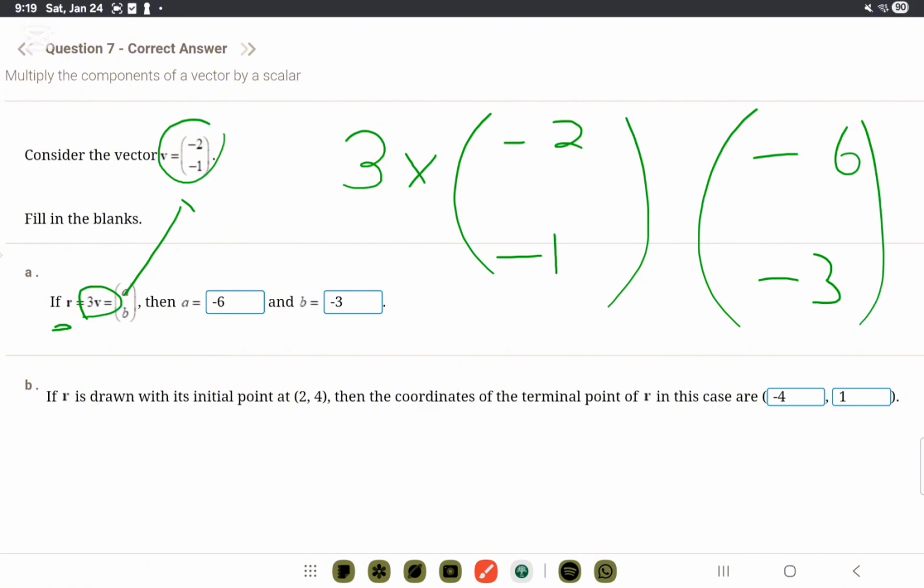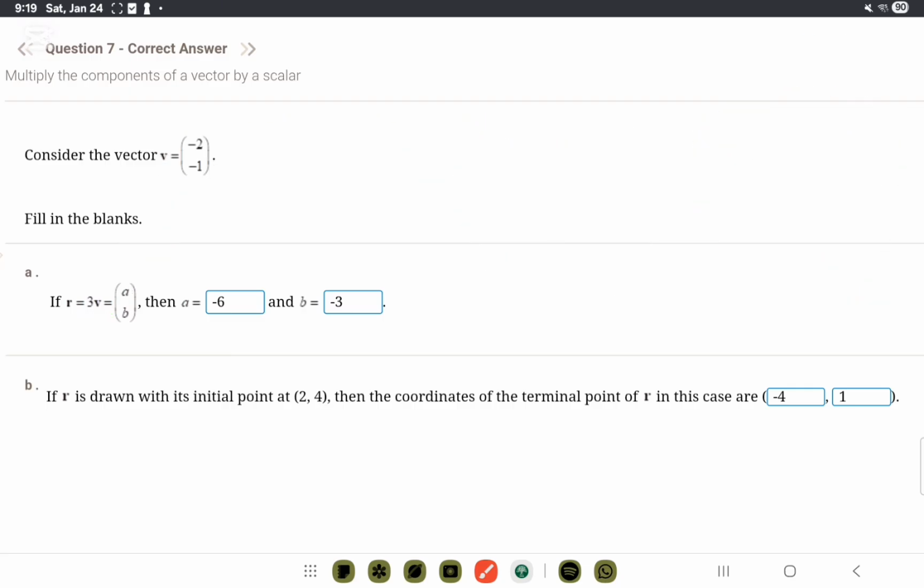Now if r is drawn with the initial point, okay, so we have our vector, which is this is, let me change the color, hold on. Okay, so vector is equal to minus 6 over minus 3. Okay, so vector is equal to final, which is question mark, minus initial. What's our initials? It's going to be 2 and then 4.